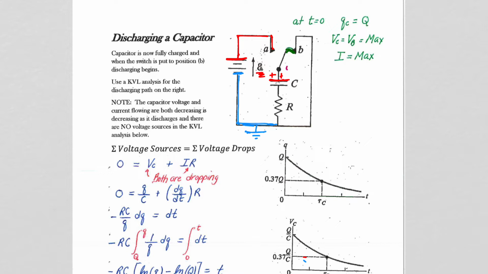So put this into your notes. So this is the current loop we are generating. That is our Kirchhoff voltage loop analysis here. So this is the loop.